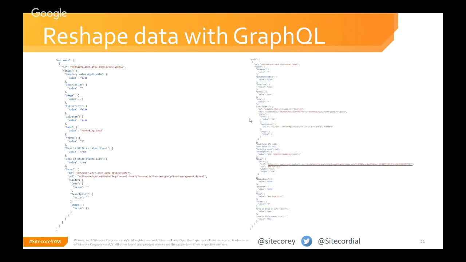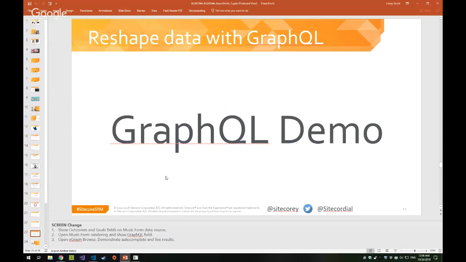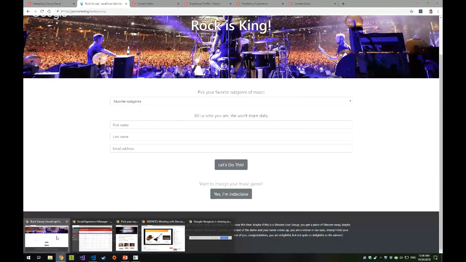So that's where GraphQL comes in. GraphQL actually lets you reshape that data that comes from the layout service to exactly what you need. So you can almost think of it like, with the layout service, you don't have a controller anymore, right? It's basically just spitting out data to your view, which is React or Angular or Vue.js. So GraphQL kind of acts as the controller and lets you get in there and do something with that data, map it, reshape it to exactly how you want. In this case, I was able to use GraphQL to reshape the outcomes and the goals to just the target IDs. So we'll hop over into Sitecore and I'll give you a quick demo of that.